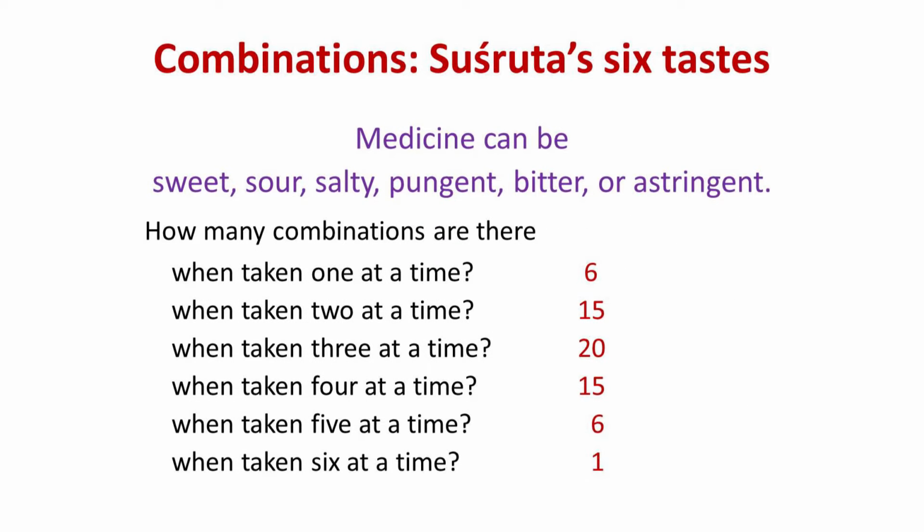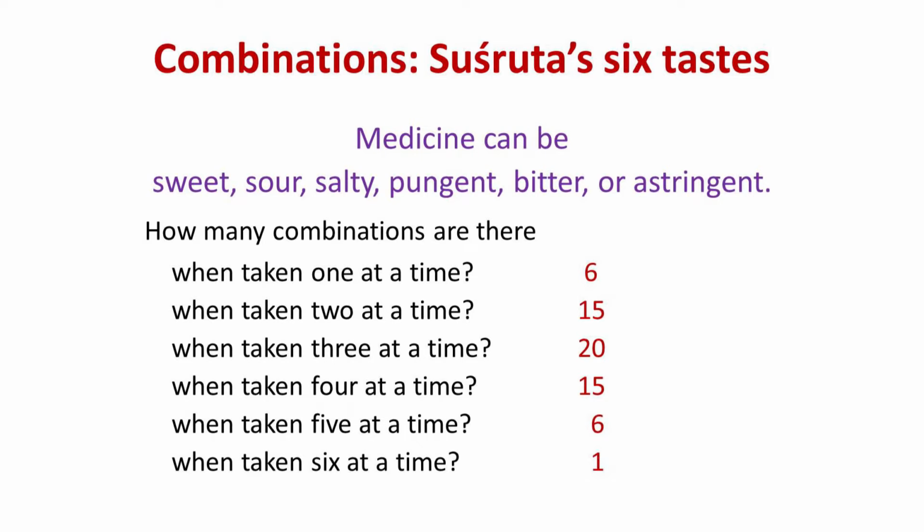A different type of combinatorial problem involves combinations. Like permutations, these selections do not allow repetition, but now the objects can appear in any order. And an early example dates back to the 6th century BC, when a celebrated Sanskrit medical treatise of Susruta noted that medicines can be sweet, sour, salty, pungent, bitter, or astringent. And then he proceeded to list all the combinations of these when taken one at a time, two at a time, 3 at a time, the 20 seems to have slipped, 4, 5, or 6 at a time.